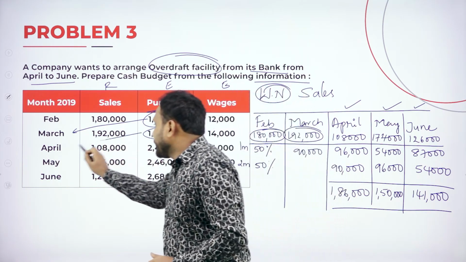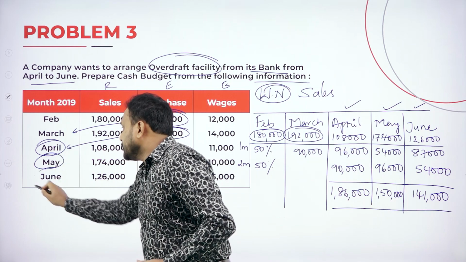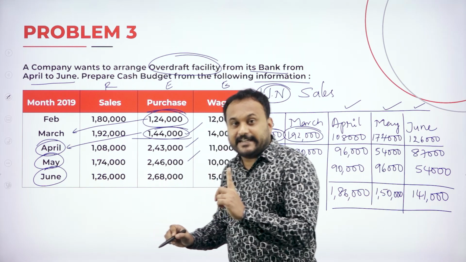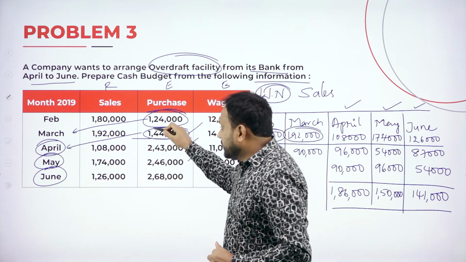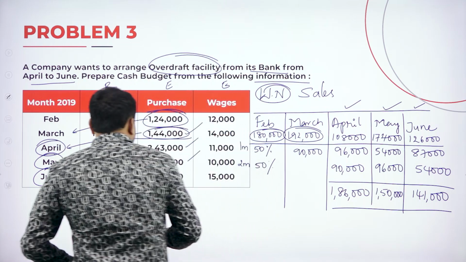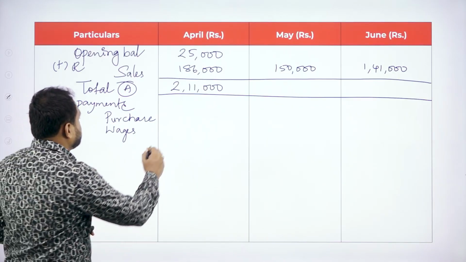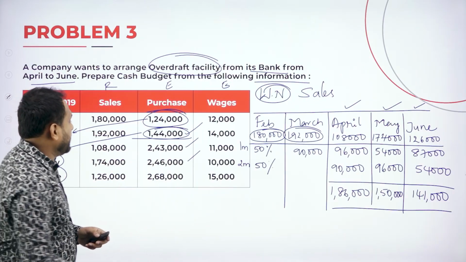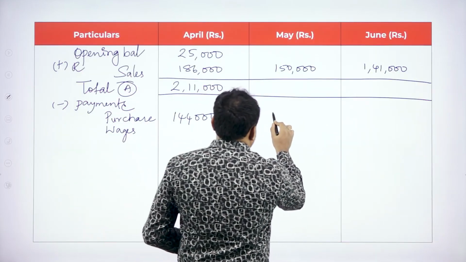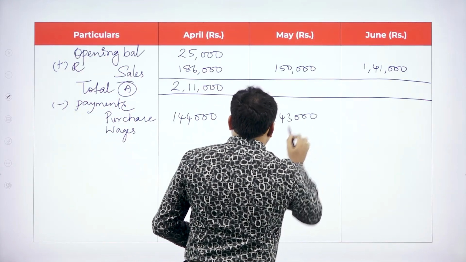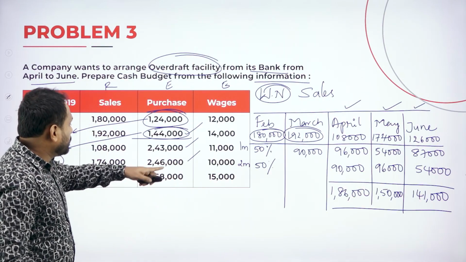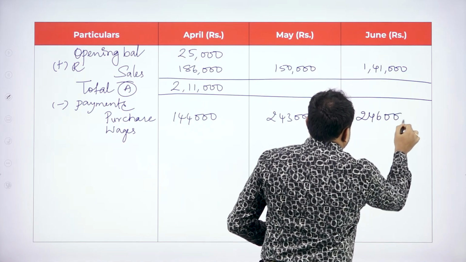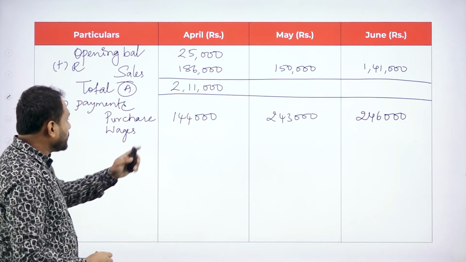So here what happens is April. So we got April, May, June means here. This one, this one, this one. The minute you get the first entry, I'll tell you, you go for a tick mark. Later it is the next consecutive one. So we have 144,000. So we'll write here 144,000. For the month of May, it is 243,000. Then we have 246,000. So we are done with our purchases.